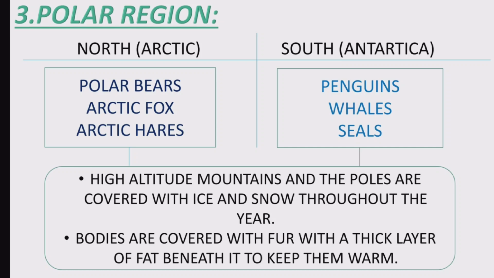Our third habitat is the polar region. Polar regions have two poles on the earth, the North Pole and the South Pole. North Pole is the Arctic region, where polar bears, Arctic foxes, Arctic hares are some animals found. South means Antarctica. Animals like penguins, whales, seals are found in Antarctica. Their bodies are covered with fur with a thick layer of fat beneath it to keep them warm.